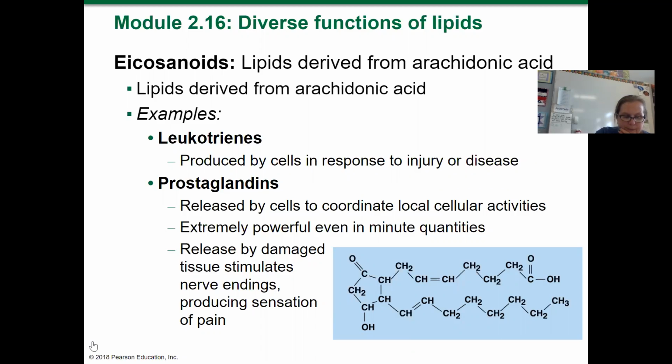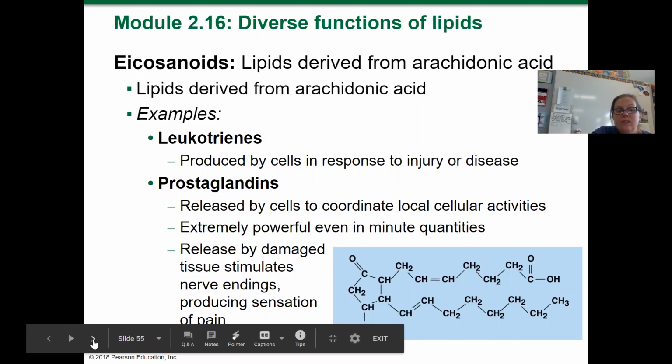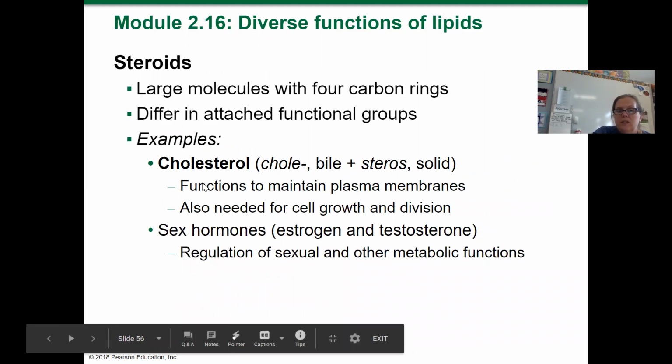So they have a, like an immune response, almost an immune response. Prostaglandins are also released by damaged tissues, and they can help with pain, receiving sensations of pain. Other examples, steroids. We said cholesterol.